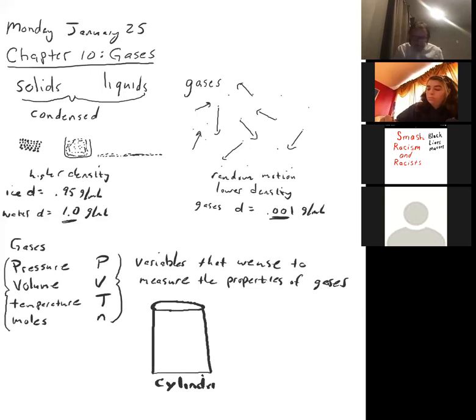So something like that. But now we're going to confine the gas to this cylinder. So all these little gas molecules are inside this cylinder. And then we'll put a little lid on the gas. But remember, this lid is a piston, so the lid is movable sometimes.